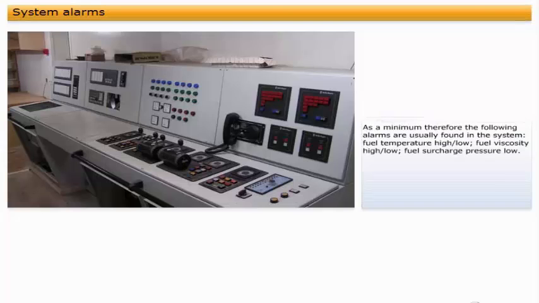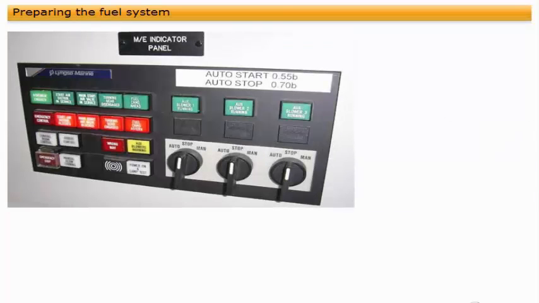Vapor may form in the hot fuel supply, causing the system to gas up, resulting in loss of fuel to the engine. As a minimum, therefore, the following alarms are usually found in the system: fuel temperature high and low, fuel viscosity high and low, and fuel surcharge pressure low. You should always make yourself familiar with the features and alarms of any of the onboard systems that you sail with.